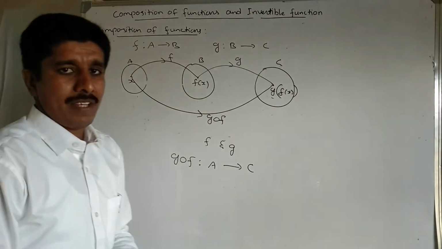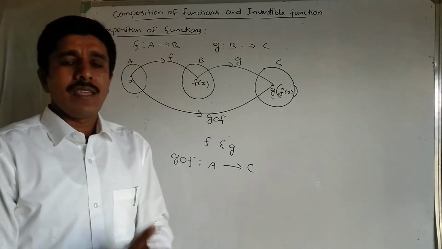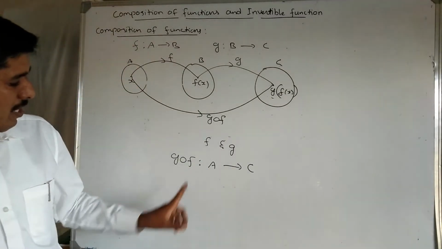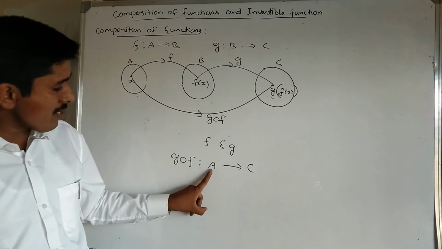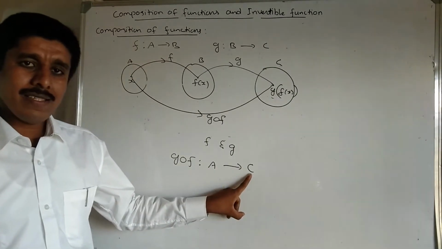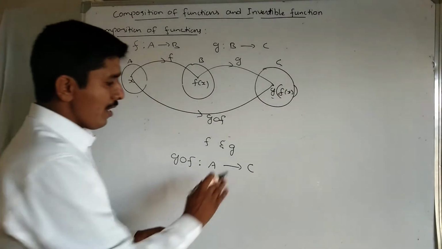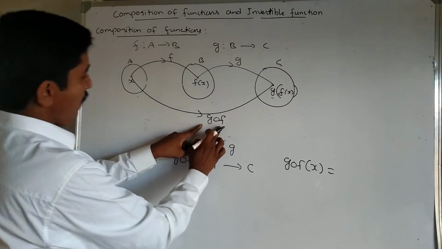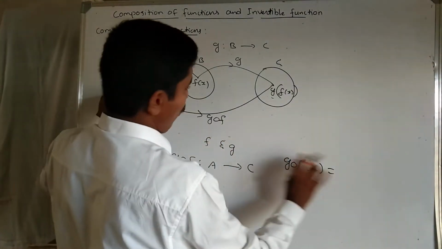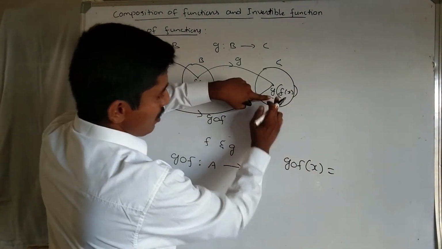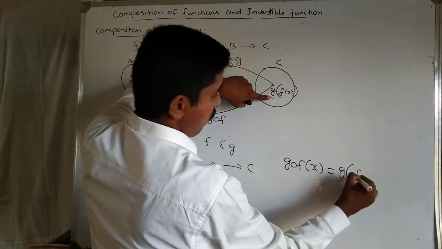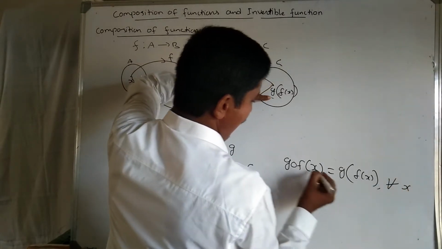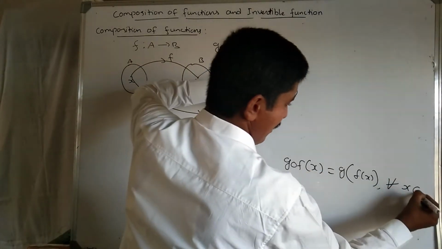It is also a function. Function means every element of set A has one and only one image. So g o f is also a function. Its domain is set A and codomain is set C. It is defined by g o f of x, where x is a domain element, equal to its range element of the form g of f of x, for all x belonging to the domain set.